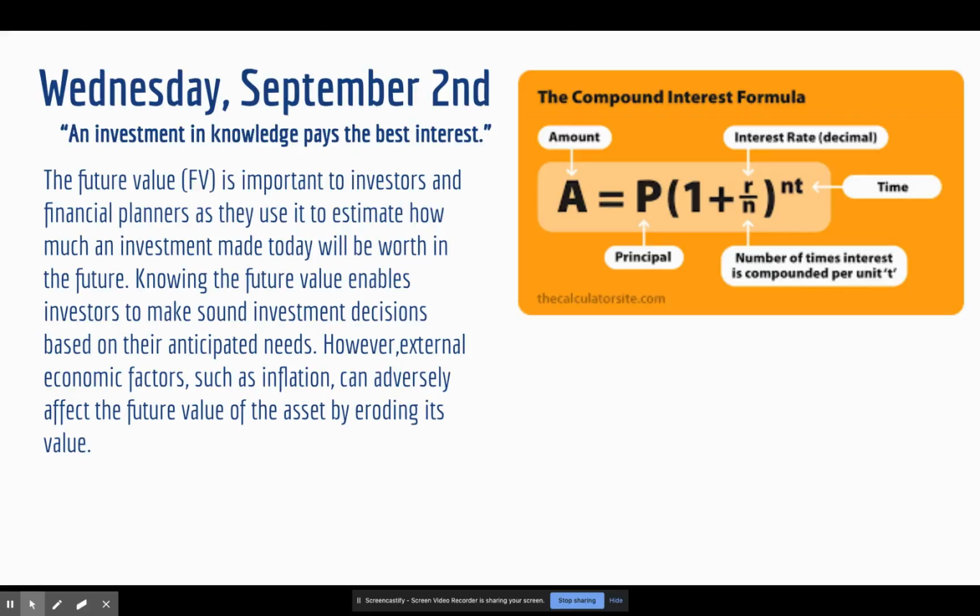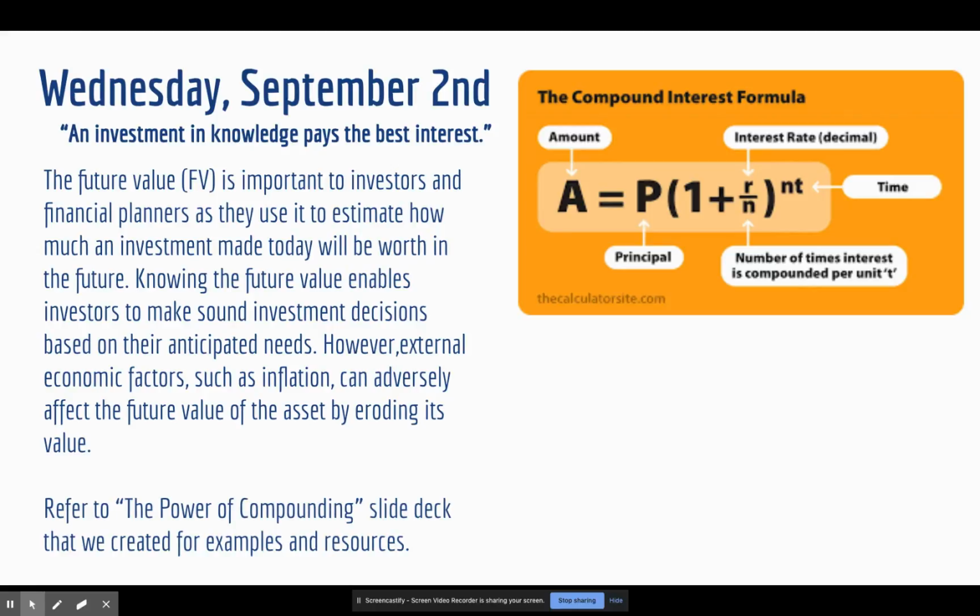So if I'm going to start putting away, or I have $10,000 today, how much money am I going to have in the future? Am I going to be able to reach my goal that I have established for myself? Knowing this enables investors, I can make sound investment decisions based on my needs. Maybe I need a little bit more money 5 or 10 or 15, 20 years down the road. The hard part is there's so many external factors, inflation being the biggest one, that can adversely affect the future value of an asset by eroding its value. Or we could have a significant decline in the rate of return for your investment, whether it's the stock market, whether it's real estate, whatever the case may be. Again, refer to the Power of Compounding slide deck that we created for examples and resources.